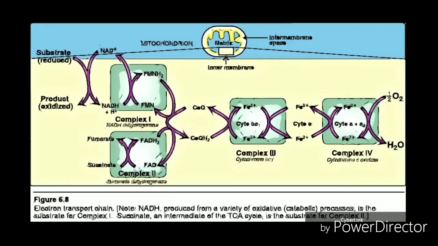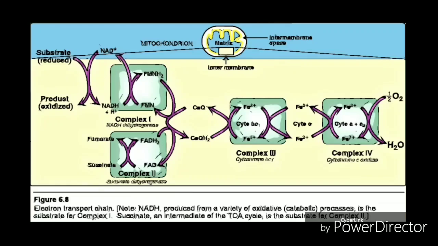There is a gradient-driven synthesis of ATP. As H+ ions flow down their gradient and back into the matrix, they pass through an enzyme called ATP synthase, which harnesses the flow of protons to synthesize ATP. All of the electrons that enter the transport chain come from NADH and FADH2 molecules produced during earlier stages of cellular respiration, glycolysis, pyruvate oxidation, and the citric acid cycle.